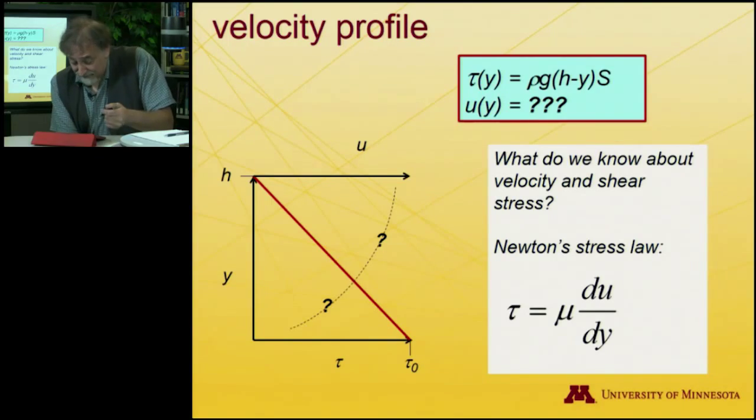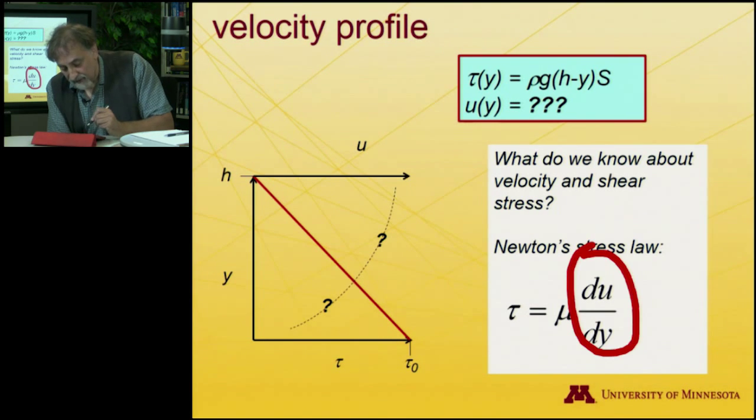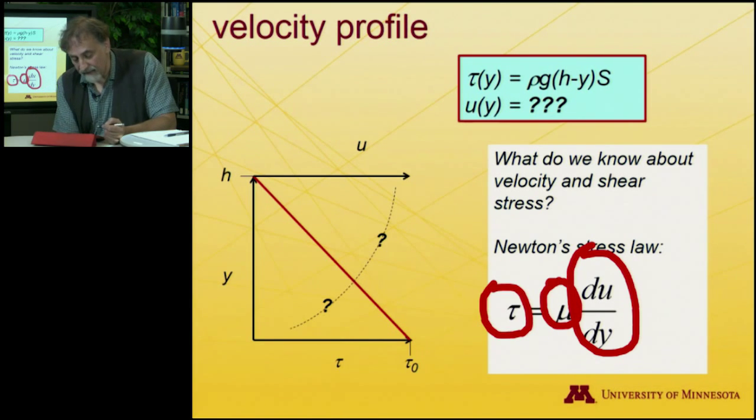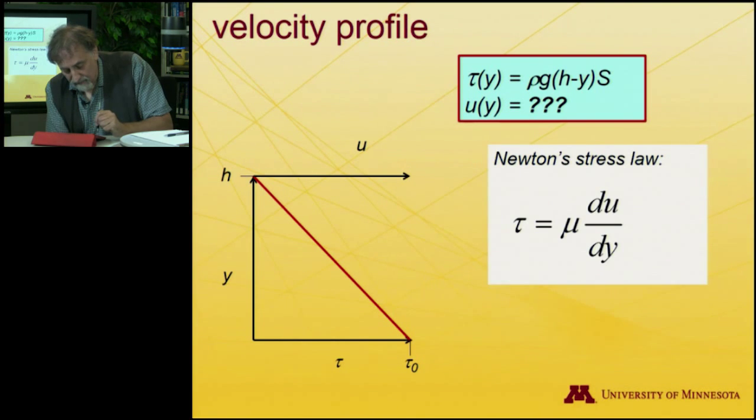Well, we know something, because David has taught this to you and shown you examples of it, about how velocity and shear stress are related. We're going to use Newton's stress law, which we can get away with because it's a laminar flow and it's a Newtonian material, and that gives us this extremely simple and useful relation between the velocity gradient, so the rate at which the velocity is changing with height, and the viscosity, which you've learned about, and the shear stress. So we have an equation that links something we know, which is the stress as a function of height, to something we would like to know, which is the velocity as a function of height. So we'll clear that out and move ahead.